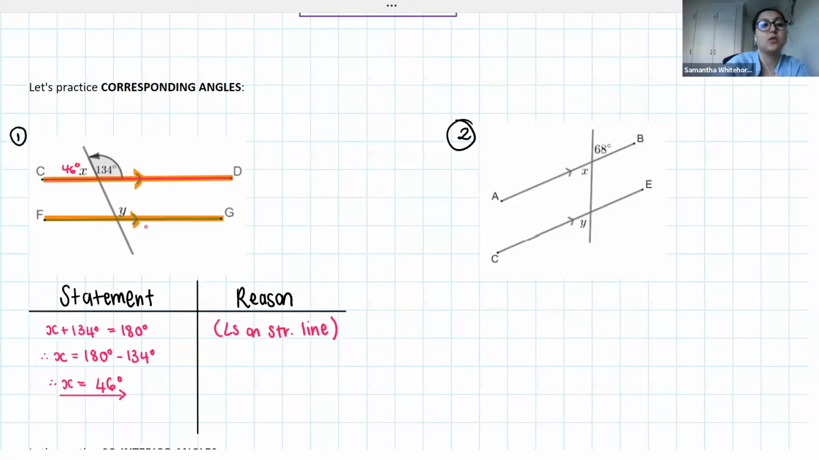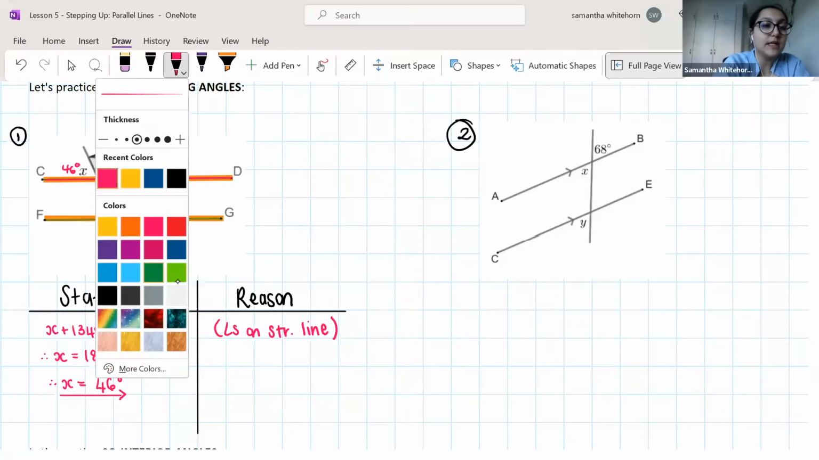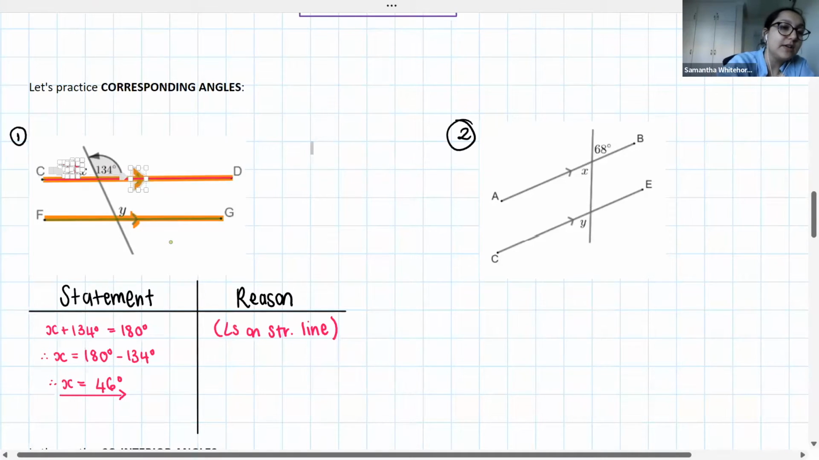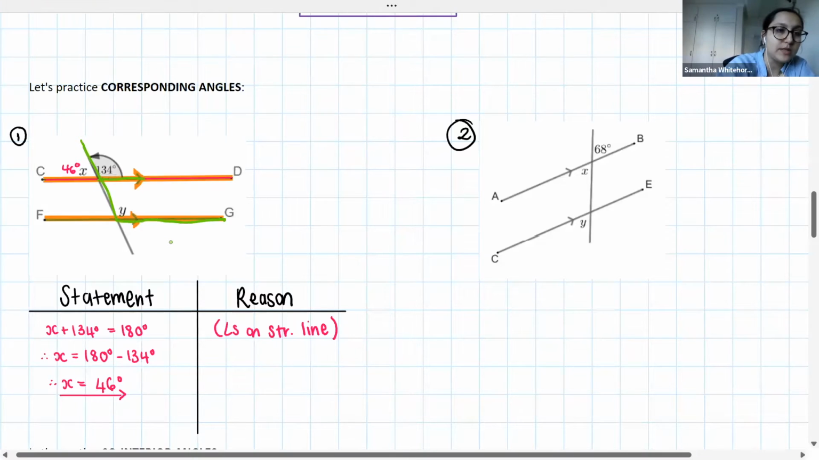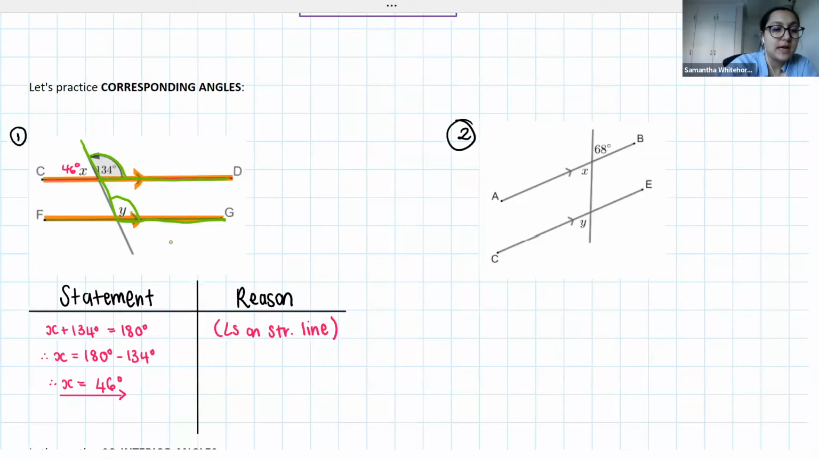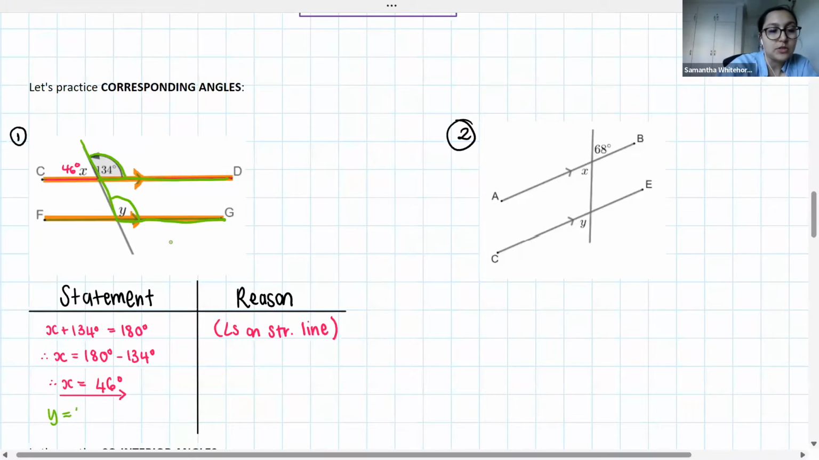Okay, we still have angle Y. And angle X could help us, but what I'm seeing with angle Y is I have got an F shape here. If I have a look, it is an upside down backwards F shape in green. And so what that means is that 134 and angle Y are in the same corresponding position. And so what that means is that angle Y is equal to 134 degrees.